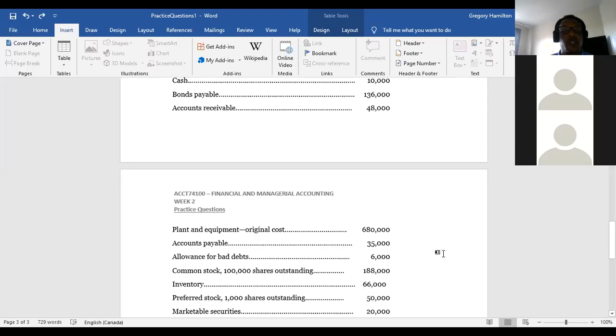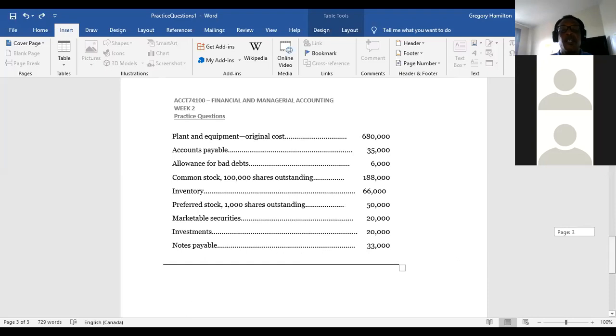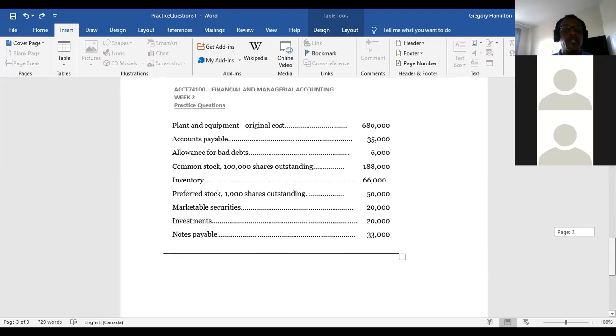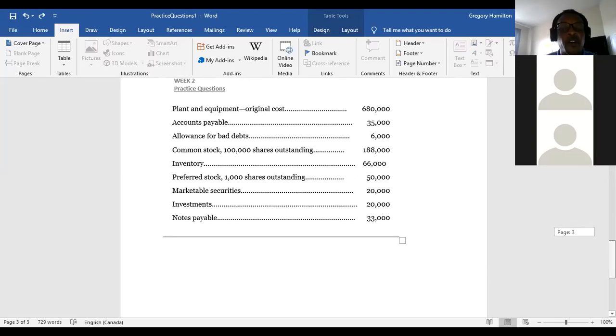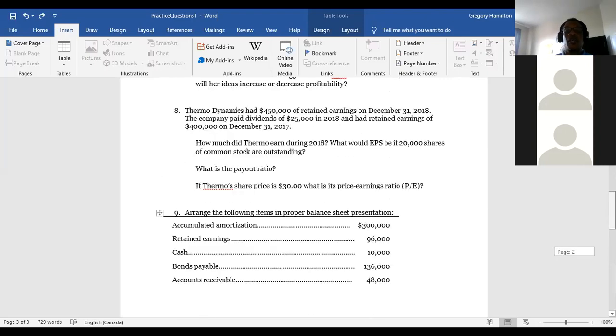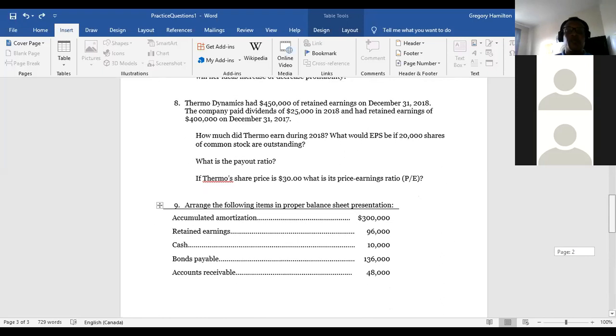Then, of course, common stock would also be part of capital. Inventory would be a current asset. Preferred stock would be part of capital. Marketable securities would be a current asset. And investment would be another form of long-term assets. And of course, notes payable would be a current liability. So let's see if we can put this balance sheet together.